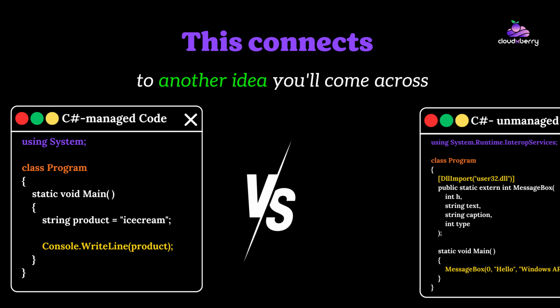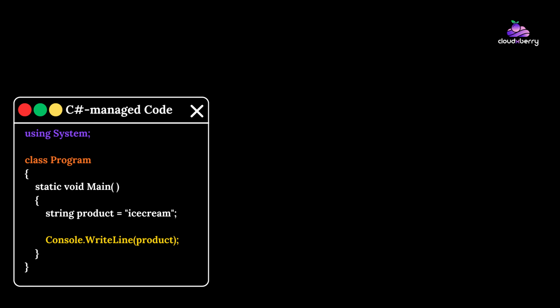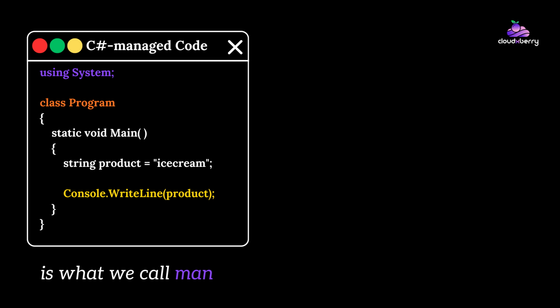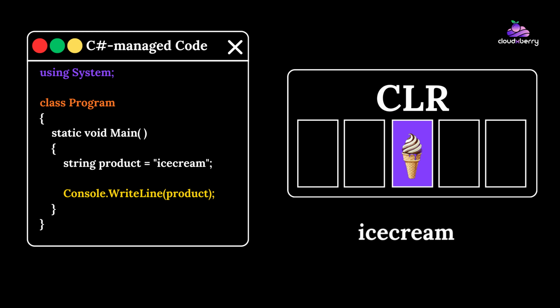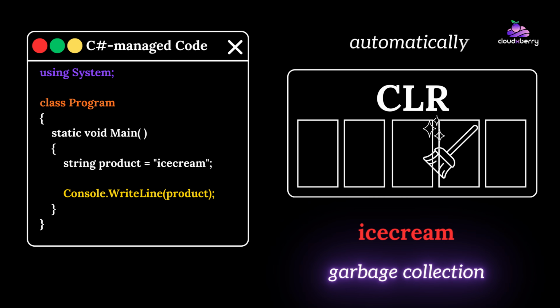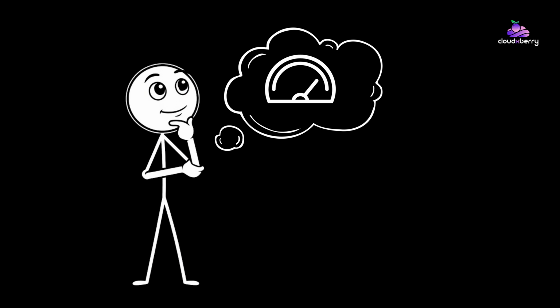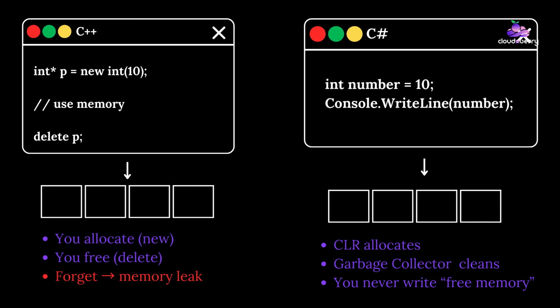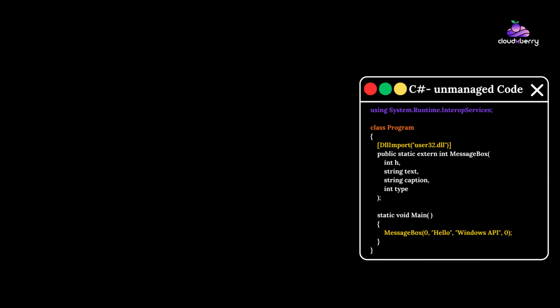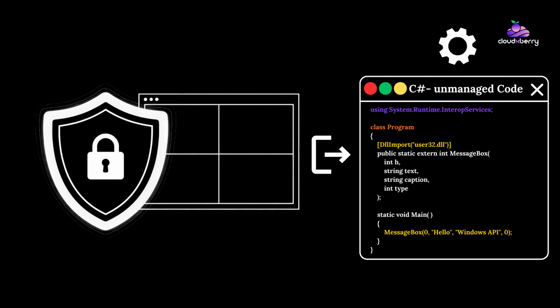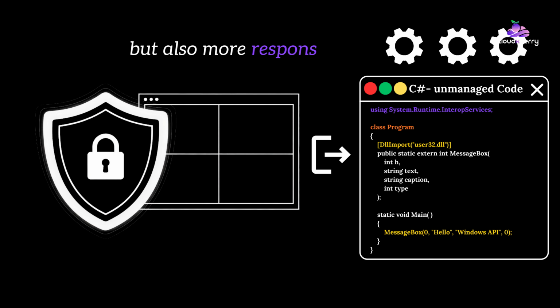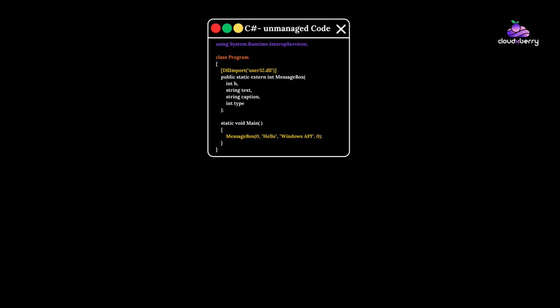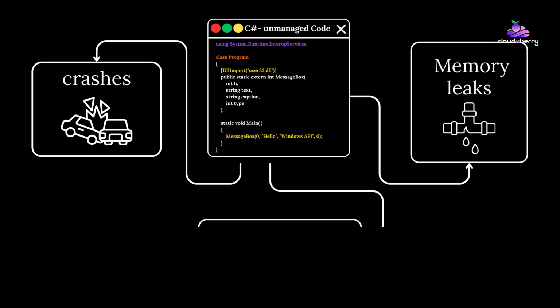This connects to another idea you'll come across, which is managed versus unmanaged code. Normal C# code is what we call managed code. The CLR handles memory for you. When objects are no longer needed, garbage collection cleans them up automatically. You still think about performance, but you're not manually allocating and freeing memory the way you would in something like C or C++. Unmanaged code runs outside that safety net. More control, but also more responsibility, and a lot more ways to introduce crashes, memory leaks, and security holes.